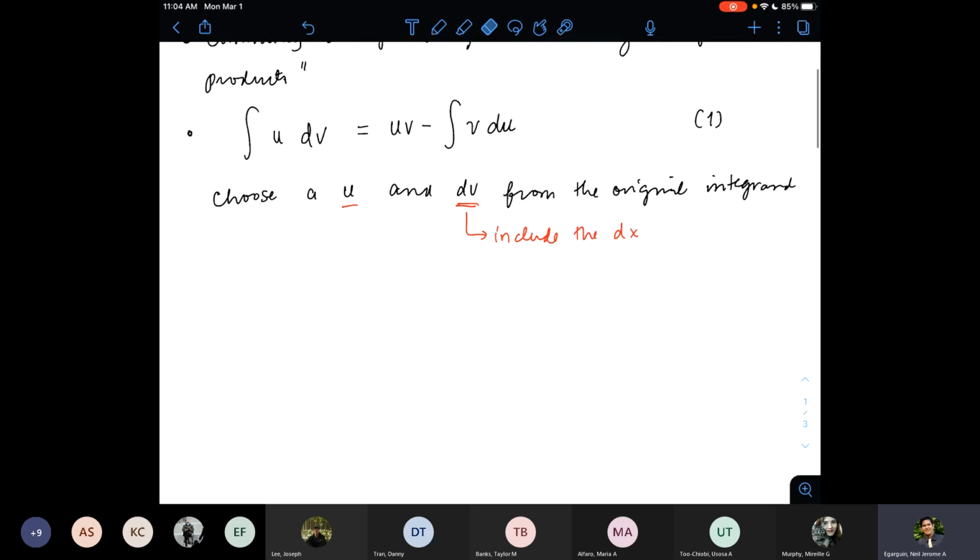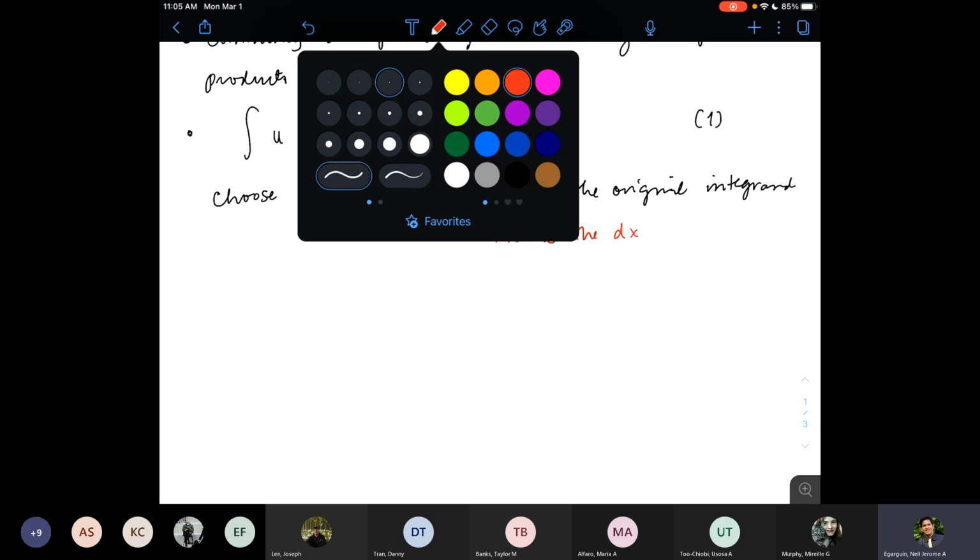So if there are some math majors in the class, you'll encounter this in your more advanced classes, even the theoretical classes. So I hope you guys will pay attention. And as I've mentioned, it's crucial to choose the right u and the correct dv. So to guide you with the choice of u, we have this mnemonic.